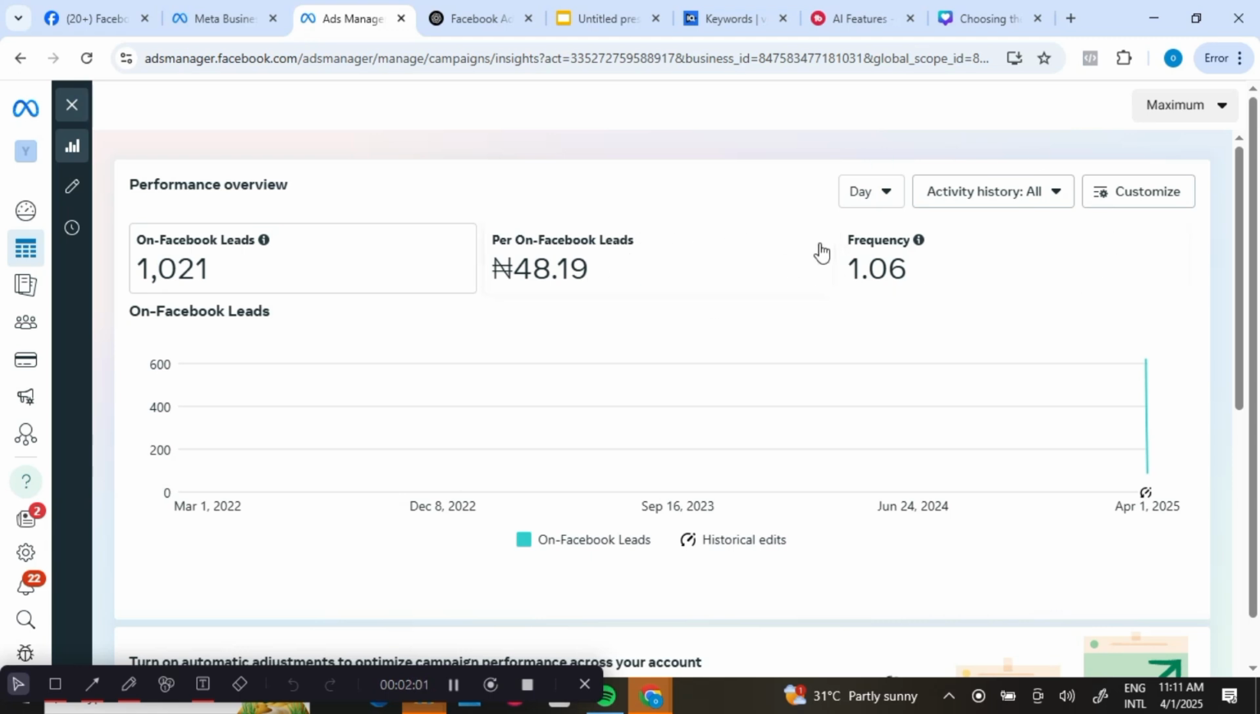The people that are seeing this ad, they're not seeing it too often. So 1.06 is actually fine. That means that per day, one person is seeing this ad once.